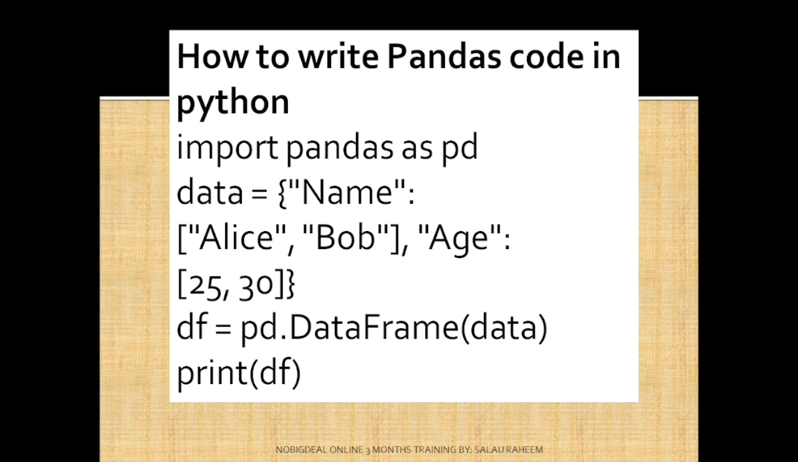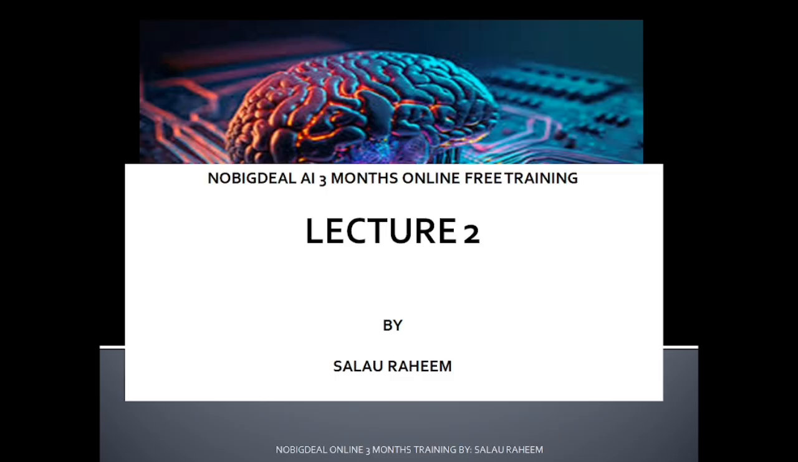After we have framed it, we then print where we stored that frame. So this is how Pandas and Numpy work. Numpy works best when dealing with numbers, that is lists of numbers, while Pandas is great for organizing and analyzing tables of data. So thank you. Let's move on to today's lecture.